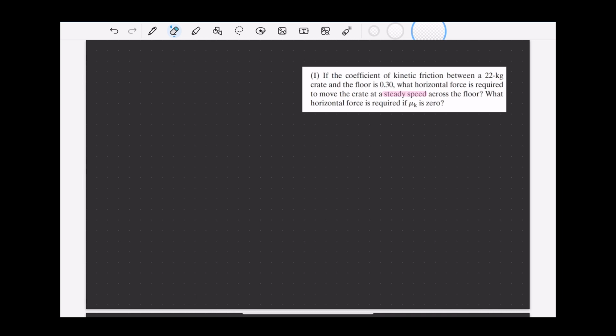First off, it does give us the coefficient of kinetic friction. It is 0.30. We're going to assume acceleration due to gravity is equal to negative 9.8 meters per second squared. And we have the mass of the crate, which is equal to 22 kg. Fantastic. I'm going to start drawing my free body diagram.